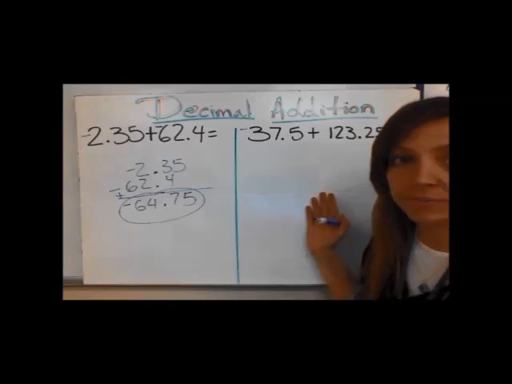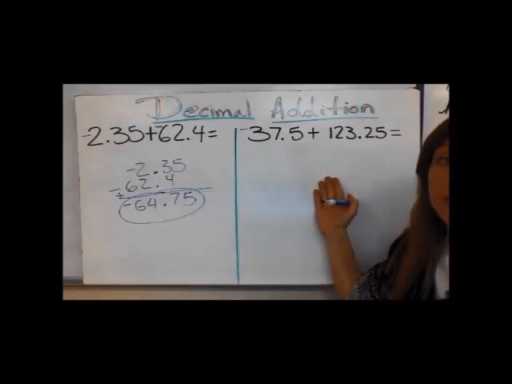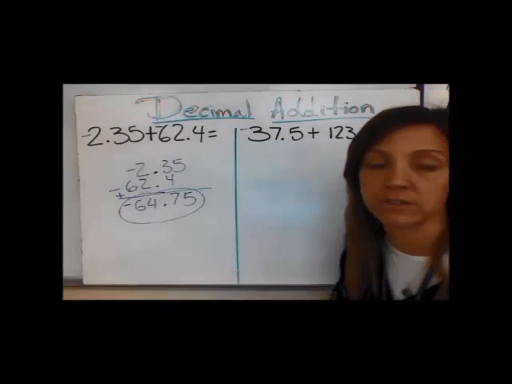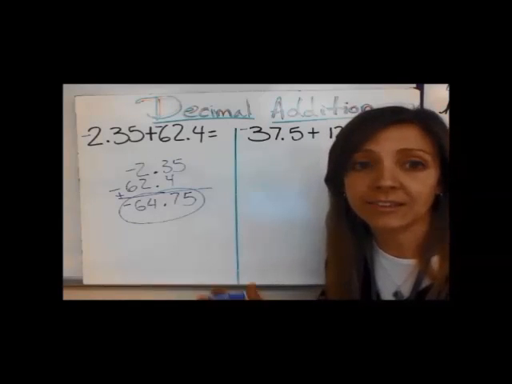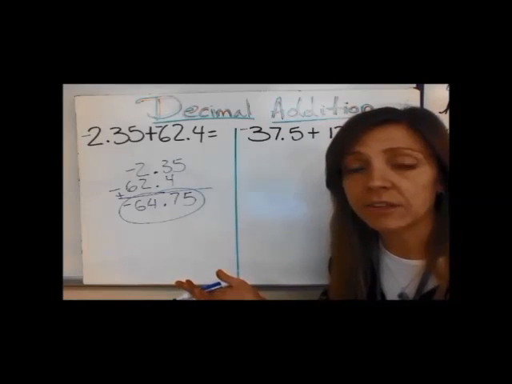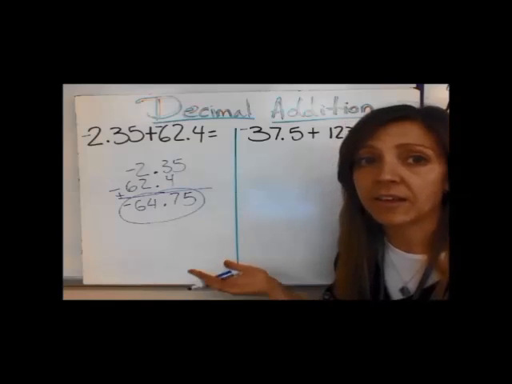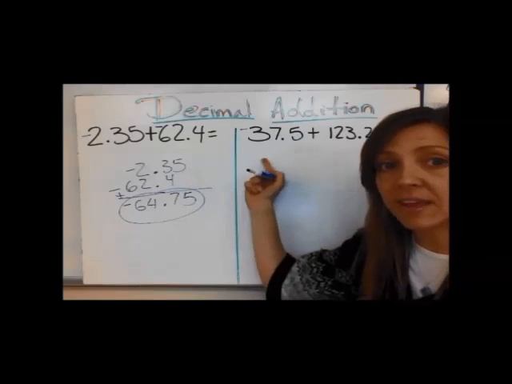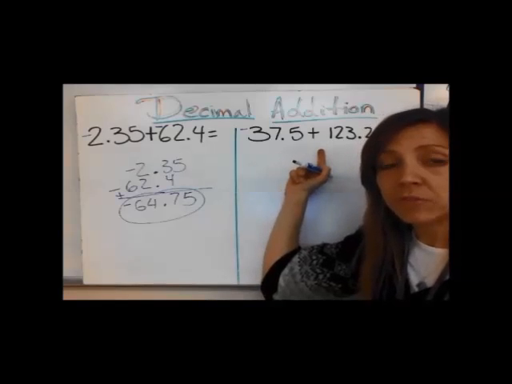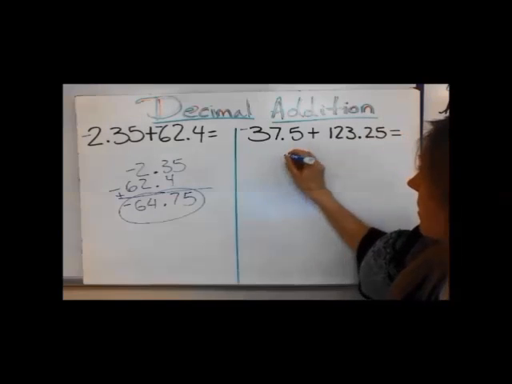Let's take a look at the next one. I have negative 37 and 5 tenths plus 123 and 25 hundredths. Now, when I add these together, I see that I have a positive and a negative. So when you add a positive and a negative, ask which one has more. There's more positive, and subtract.